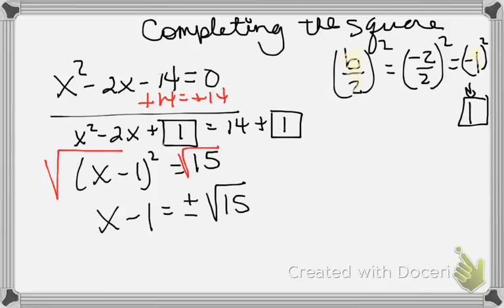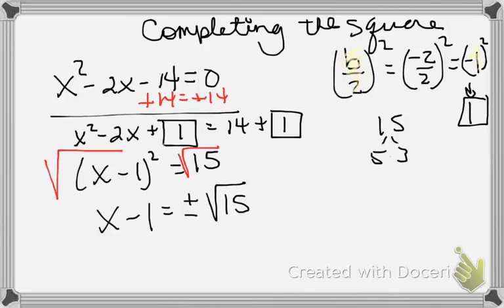Now, on the 15, I want to find out, can I simplify this radical? So I got 5 times 3, and that's about all I got. Those are prime numbers, and so I don't have anything else that will work. So 5 times 3 is the only thing that will work here. And because it's the only thing that works, I can't do anything with that.